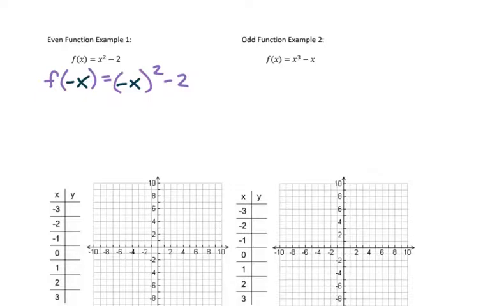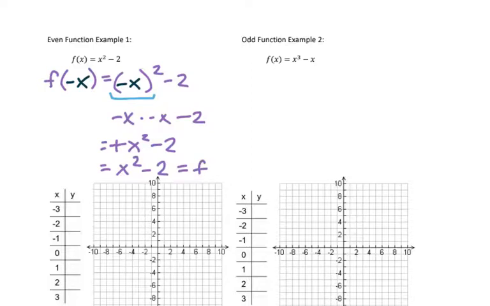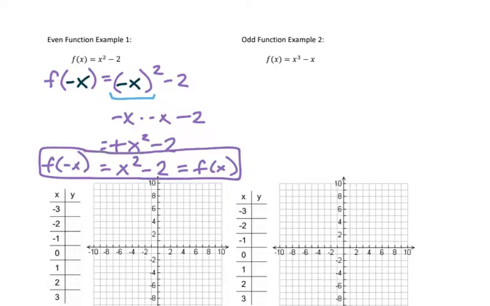Alright, so what does that mean when we're simplifying? That means that this here is actually negative x times negative x. And so you end up with a positive x squared minus 2, or x squared minus 2. Which is f of x, and the original was f of negative x. And so because of that statement, f of negative x equals the original function, it's even.